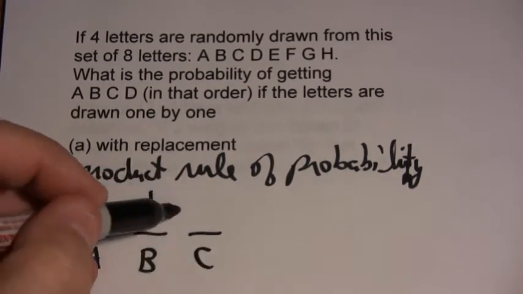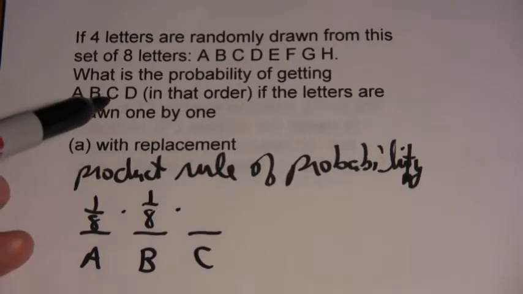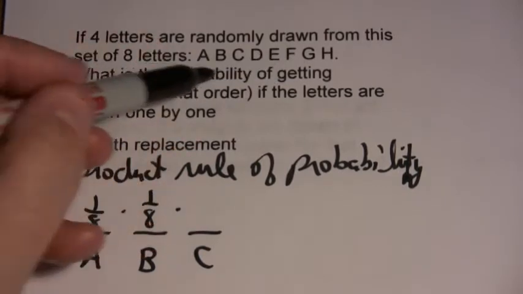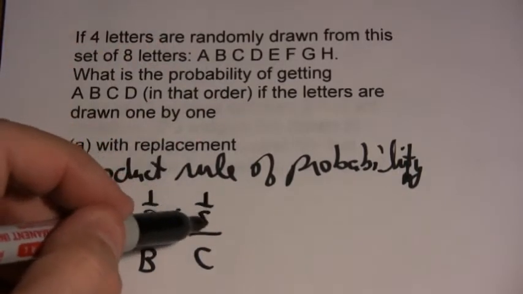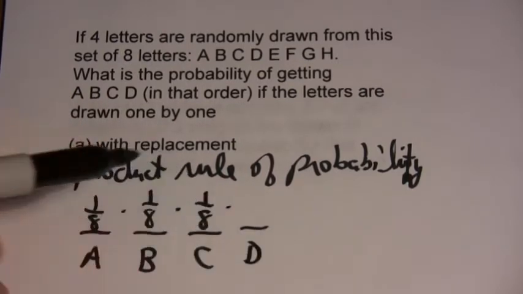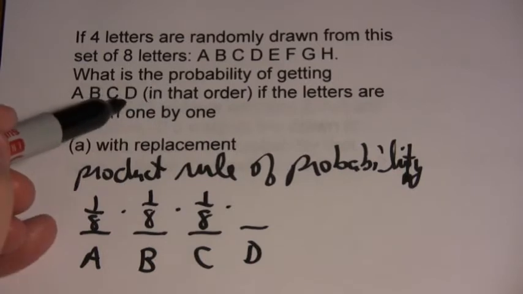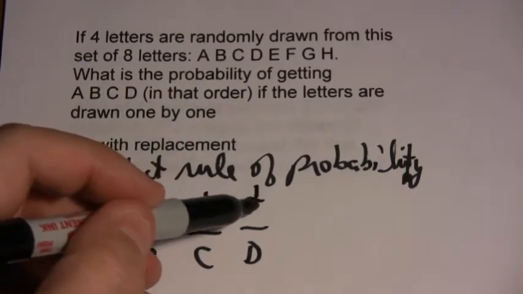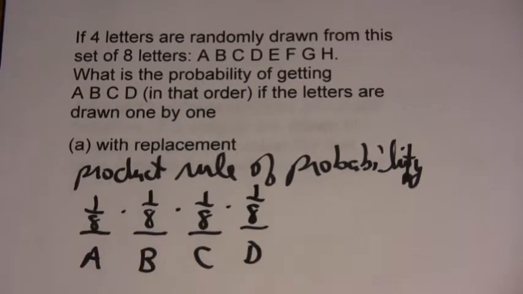You can kind of see where this is going. Now I want to draw a C. Well, there's only 1 C in there. I put the letters back, so there's still 8 letters, so the probability that I get a C is 1/8. And last but not least, I want to draw a D. Again, I put all the letters back. There's only 1 D in there, so I've got a 1/8 chance of getting a D.